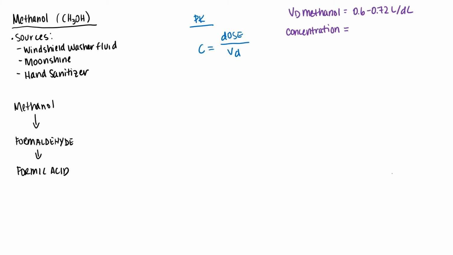The next thing we need in order to solve this problem is the toxic concentration of methanol. Serum methanol concentrations greater than 25 milligrams per deciliter are known to be associated with toxicity. And based on this, the American Academy of Clinical Toxicology recommends treatment for any patient presenting with a plasma methanol concentration greater than 20 milligrams per deciliter. So going back to our question, if we use a toxic concentration of 20 milligrams per deciliter and a volume of distribution of 0.7 liters per kilogram, then we just need to calculate the dose of methanol.